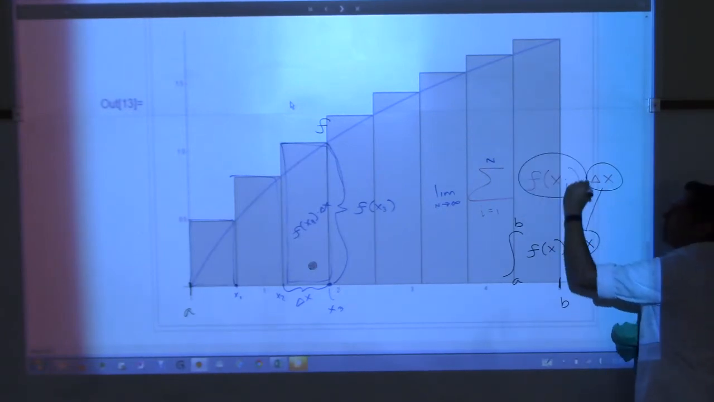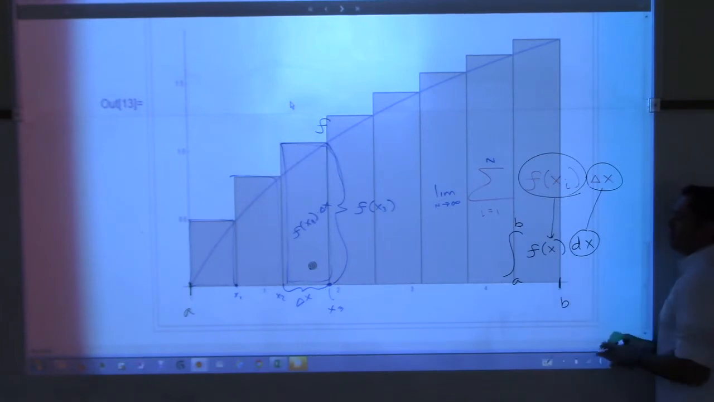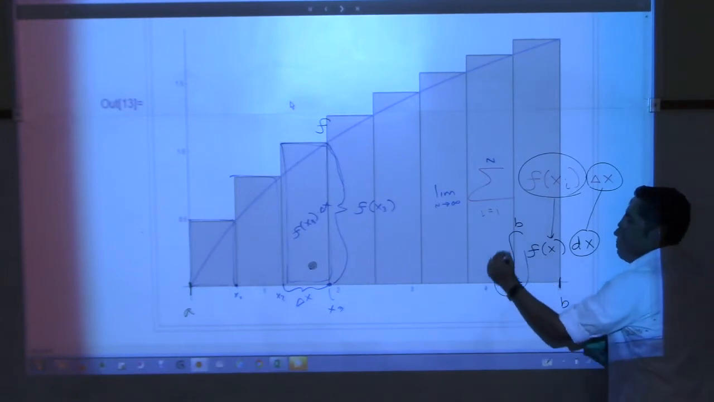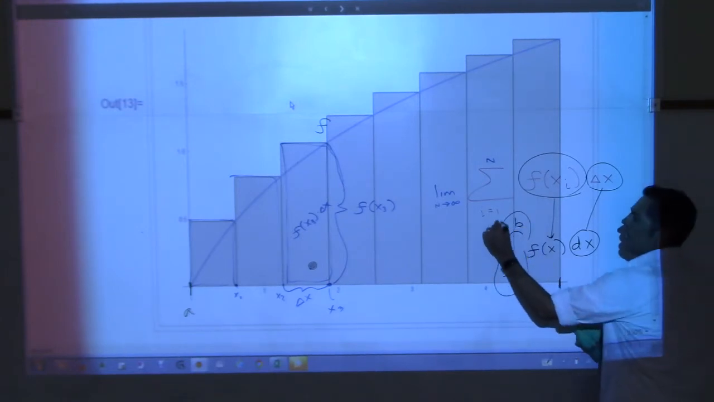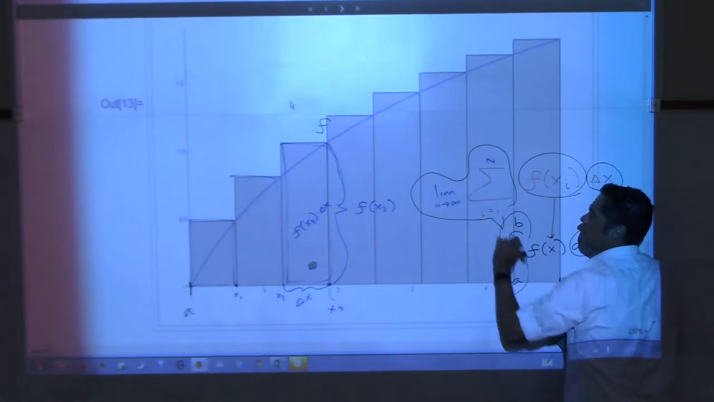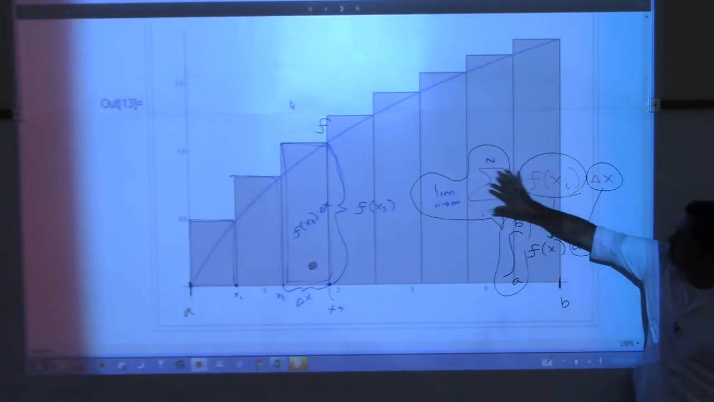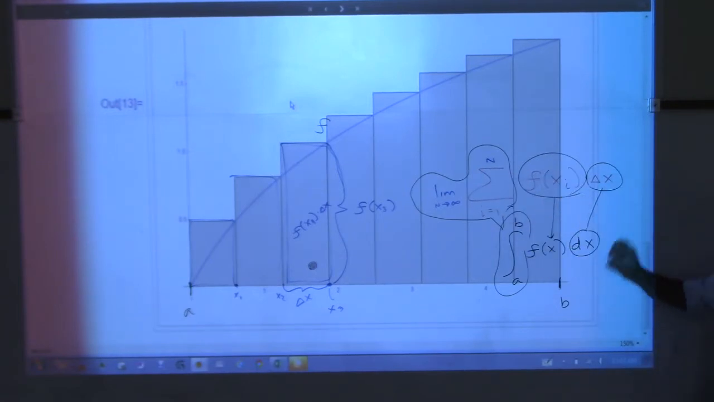This f of x sub i just turns into the function. So you're evaluating the function at points within your little rectangles. And then this integral symbol is just a fancy way of saying take the limit as n goes to infinity of the summation as i goes from 1 to n, right? That's all that is. So you can see the parts of the formula here from the Riemann sum.